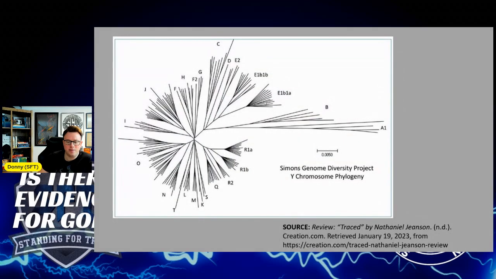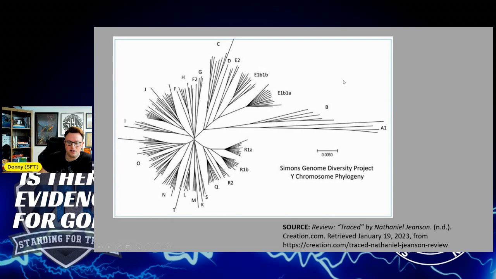But E1B1A actually branches off of what? Well, you've got this broomstick. This is a broomstick model, where you've got living people. The branches are mutations. You can count up the mutations, and they go back to a common ancestor. But you'll notice that your E1B1A branches off of E1B1B.